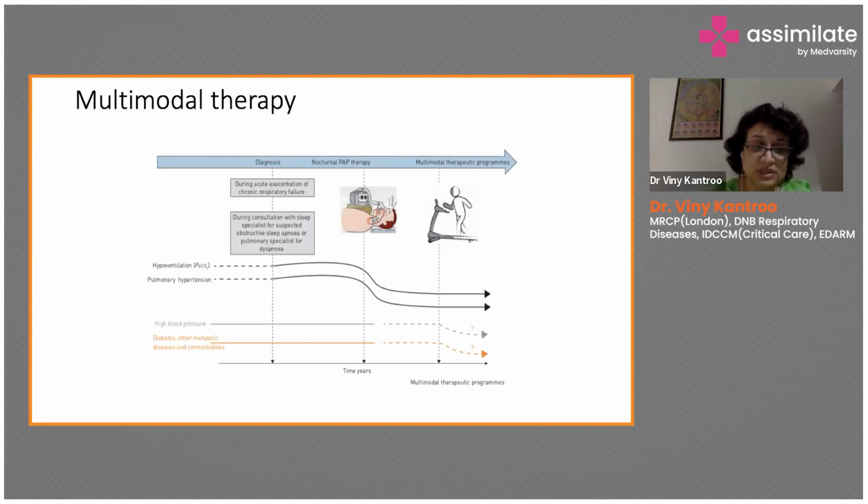Of course, weight loss is very important, and diabetes and other metabolic derangements and comorbidities, including hypertension, need to be corrected before these patients, due to chronic retention of CO2, go on to develop any kind of pulmonary hypertension.